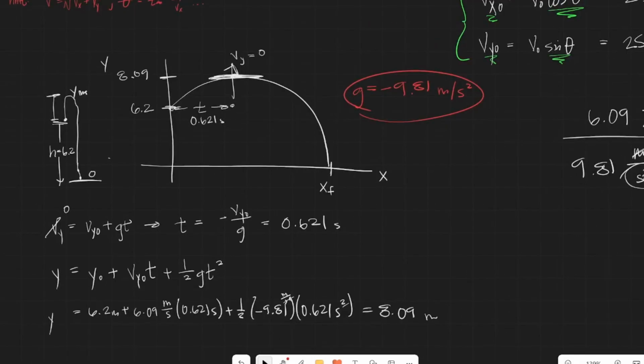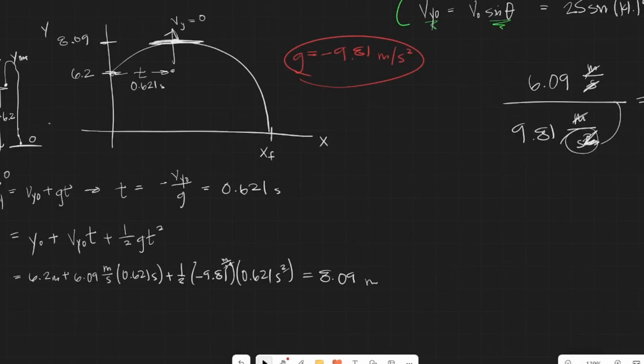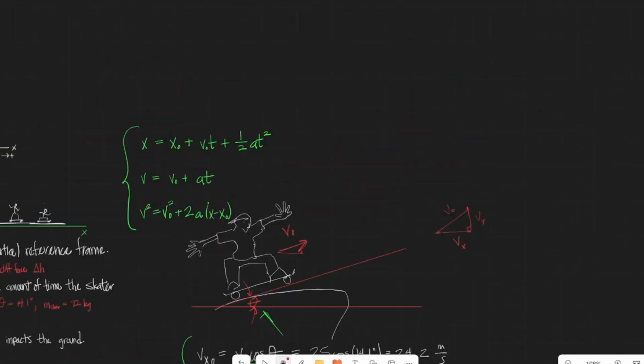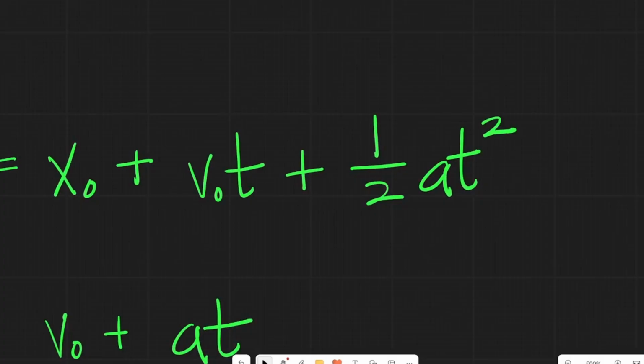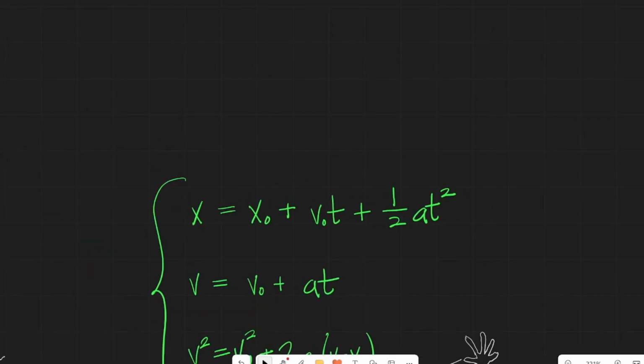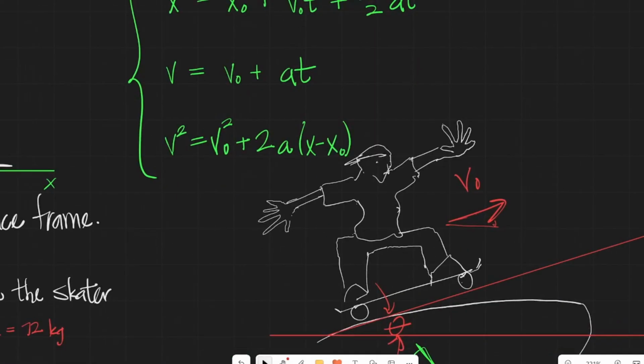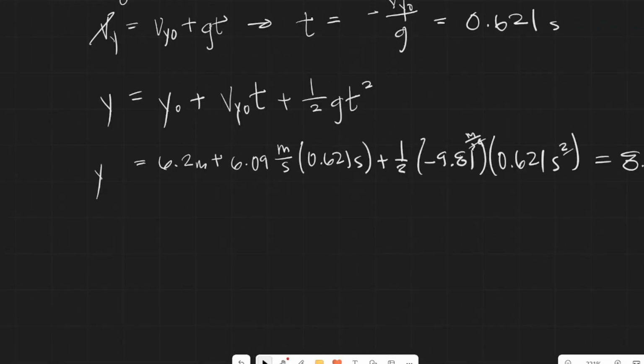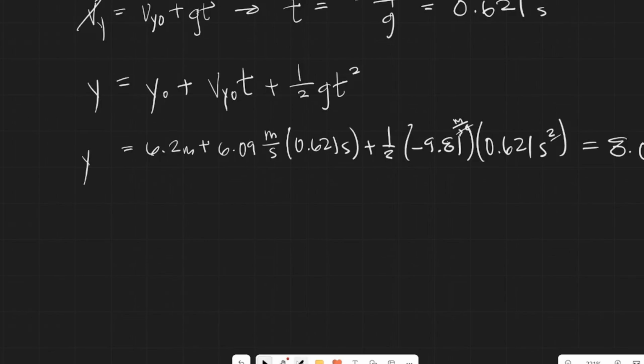So we need to find the time that the object falls 8.09 meters. Looks like we have a position and time relationship, which is this top equation here. But we're using y's, right? So instead of x's, it's y. So really, we're just using the same equation that we just used, but now we have an initial height.